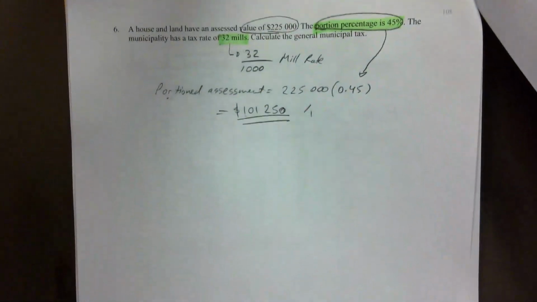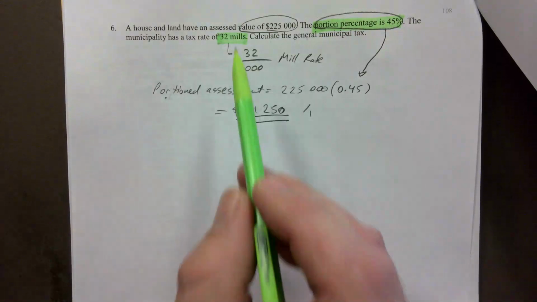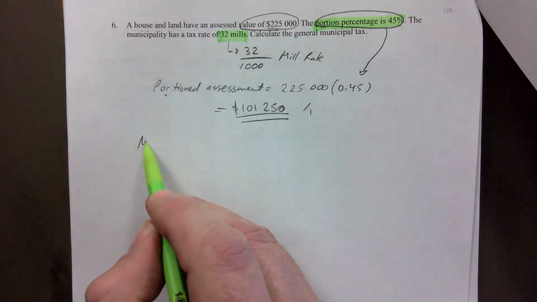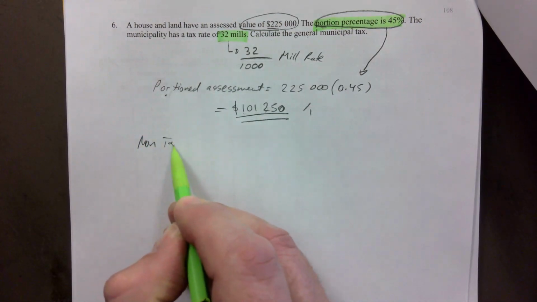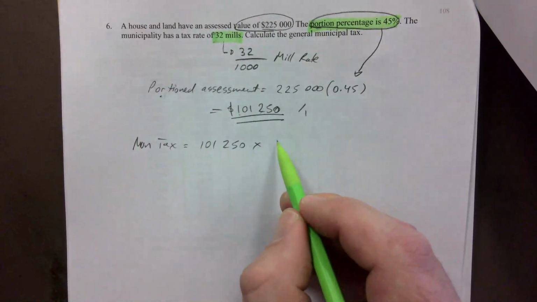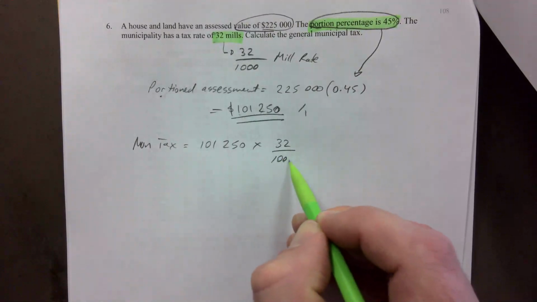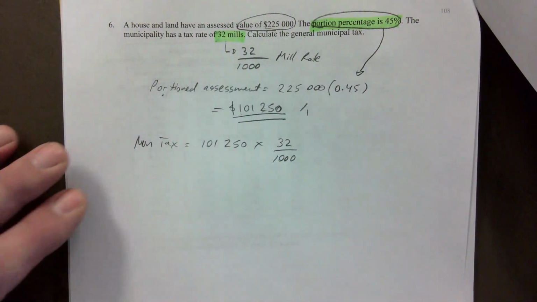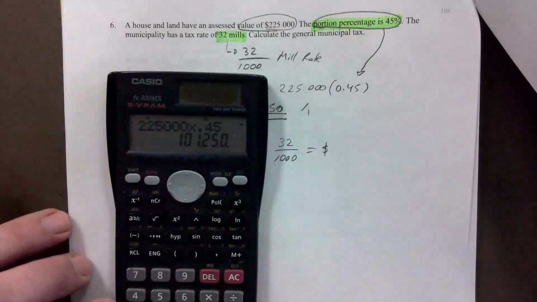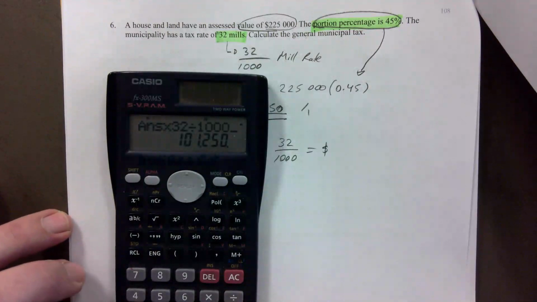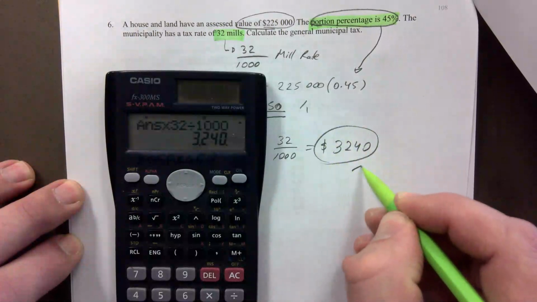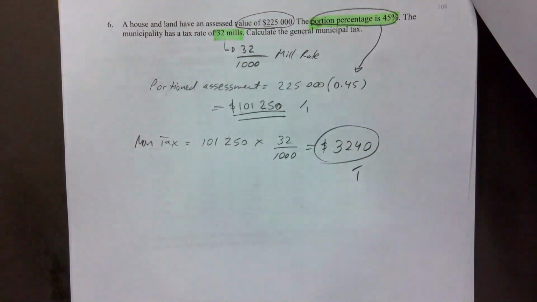From now on, any mill rate that they throw at you, you multiply this by the mill rate. So in this case, the municipal tax would be 101,250 times the 32 mill rate. But remember, you have to divide it by 1,000. So I grab that number times 32 divided by 1,000, and that's 3,240. That'd be the second mark that you would get here.